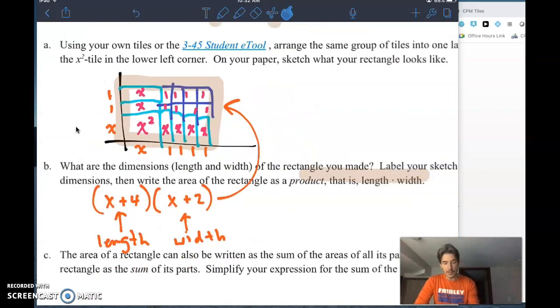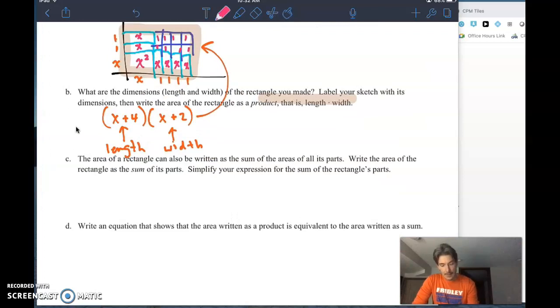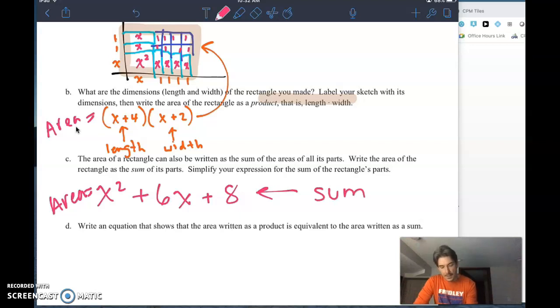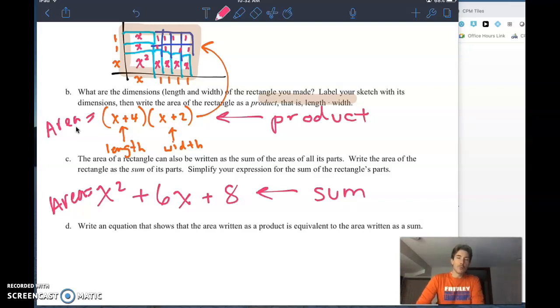I can combine those like terms, and I've got x squared, write the largest degree first. I've got 1, 2, 3, 4, 5, 6 x's. And then I've got 1, 2, 3, 4, 5, 6, 7, 8 unit tiles. Now check this out. This right here is the area. This right here is also the area. But this, ladies and gents, is an area written as a sum. This, ladies and gents, is the area written as a product. We are going to be far more functional problem solvers if we can write that both ways.